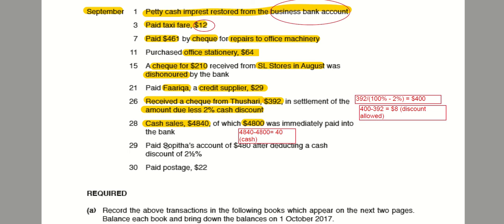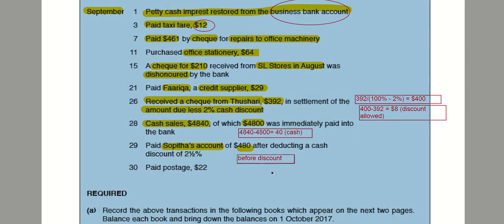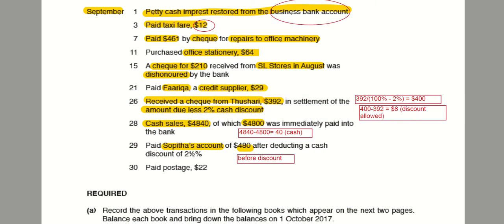The next one, paid. Now you're paying a supplier, a trade payable, an account of 480. Now you see it's not a check. Here this 480 is not the check, it is the account, which means 480 is the amount before the discount. So let's make a notation. This 480 is before discount. Now if this is before discount, you can multiply it with 2.5% to find the discount, and then you can subtract the discount to find the amount of the check.